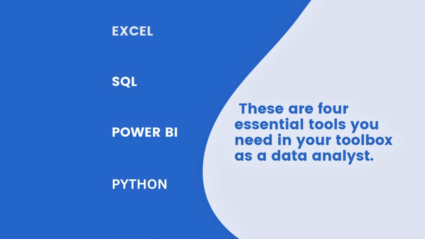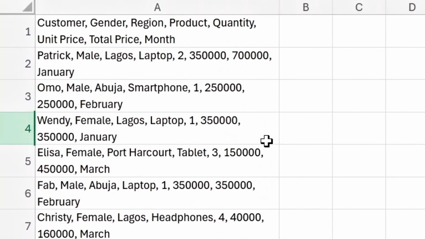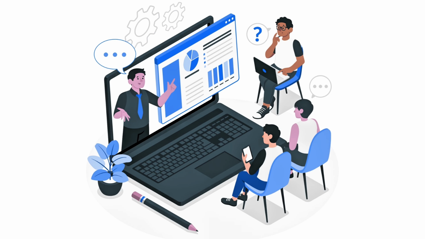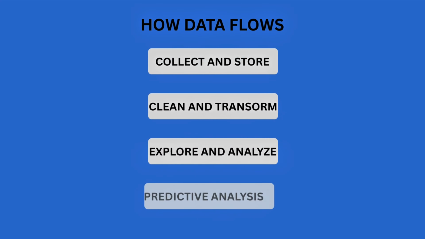But the key here is, we don't just crunch numbers, we explain what they mean. We turn messy information into clear insight that helps businesses make better decisions. Before we fully break down the differences between a data analyst, data scientist, and data engineer, let's understand how data flows inside a company. First, data needs to be collected and stored.